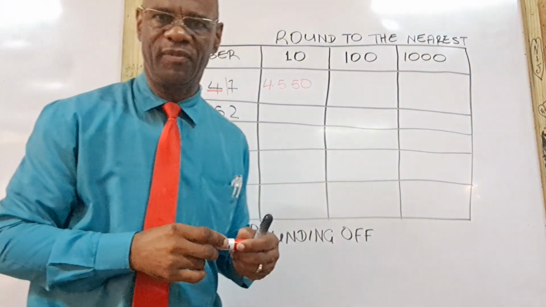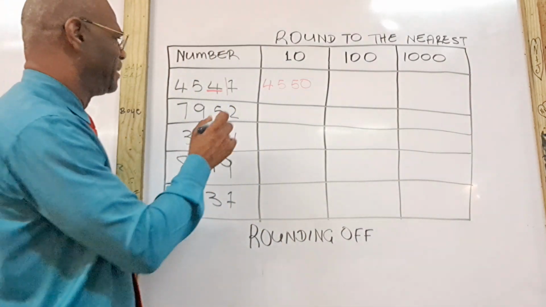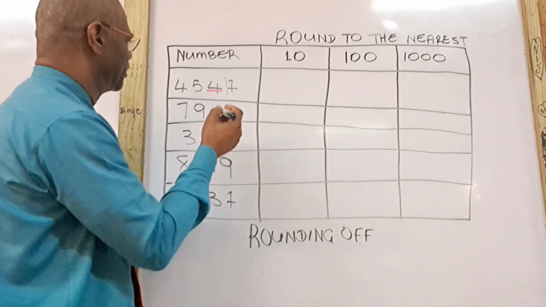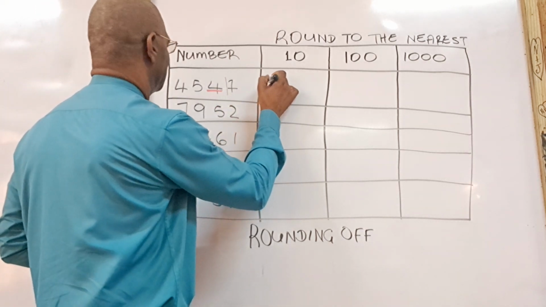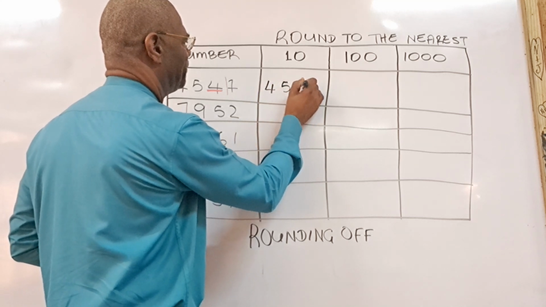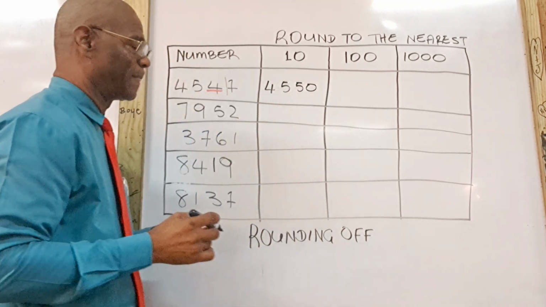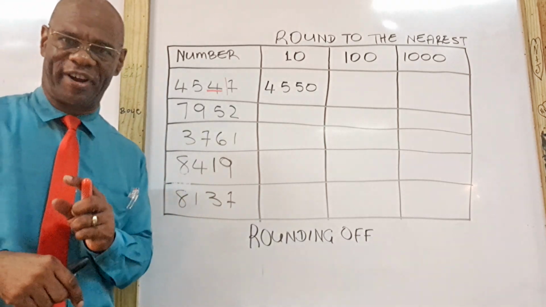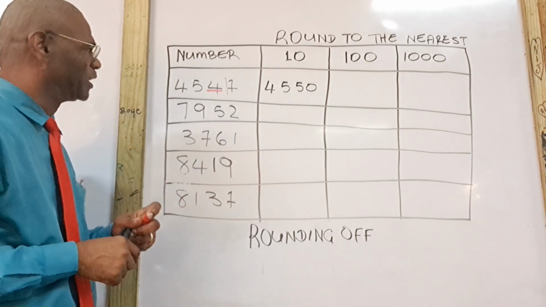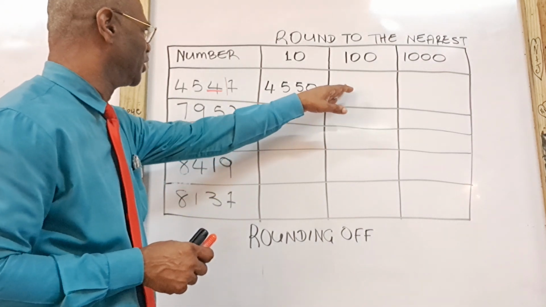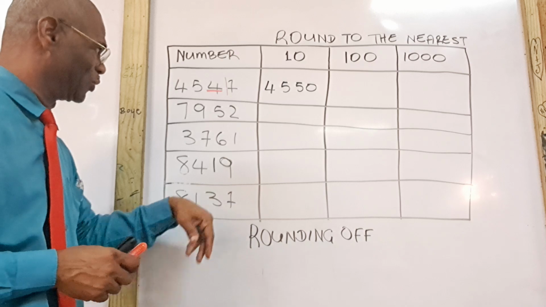Let me put this in black since the red doesn't seem to be working out so well. So that would be 4,550, since 47 is closer to 50 than it is to 40. Notice. So now let's just finish with the tens.